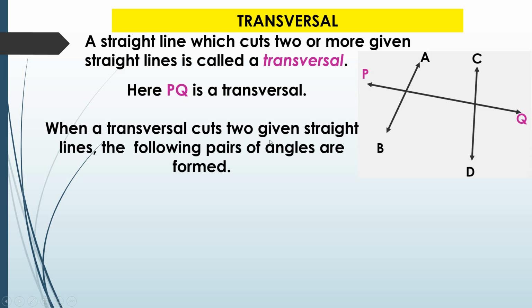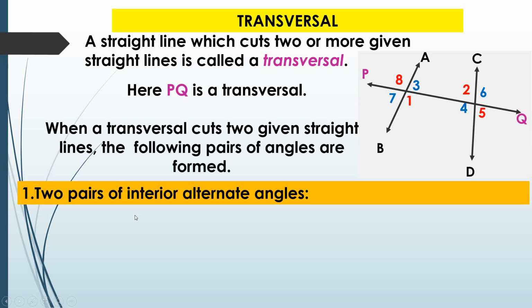When a transversal cuts two given straight lines, there are different types of angles formed. Okay, so let us try to understand those different types of angles here. So here we can see these are the different angles. Altogether we have 8 angles formed by a transversal.